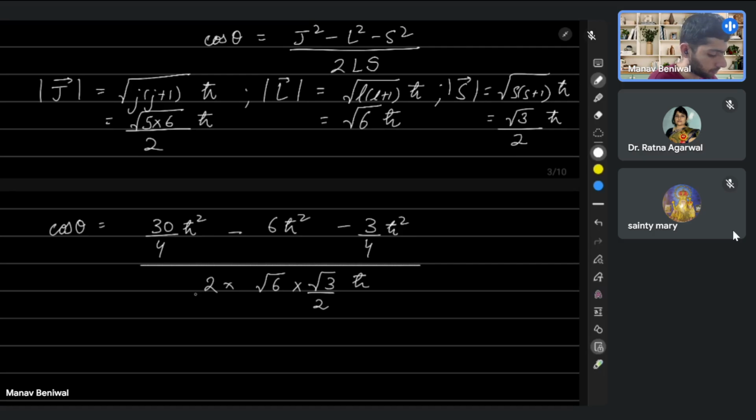So these twos will cancel out. Let's say we write 6 as 24 over 4. So this will be 35 minus 24 is 11, minus 3 is 8. And h cut squared will also cancel out. So this will be just 8 by 4 over root 3 into root 2 into root 3.